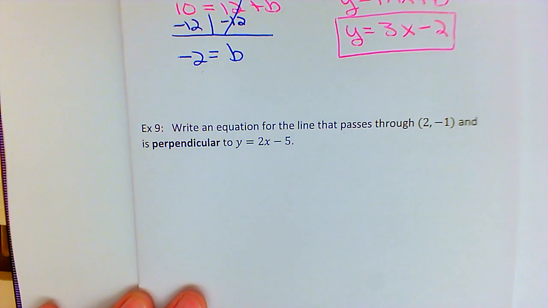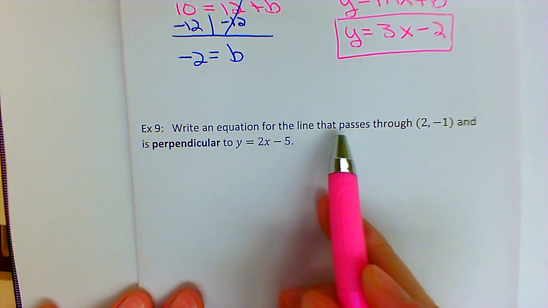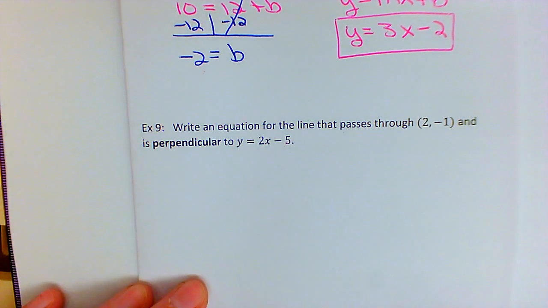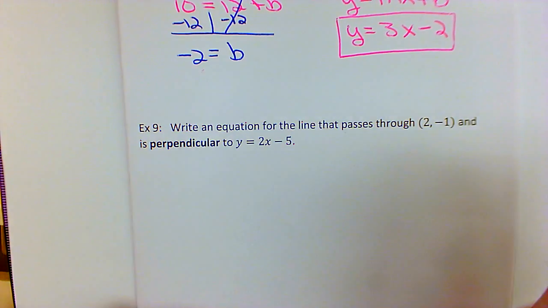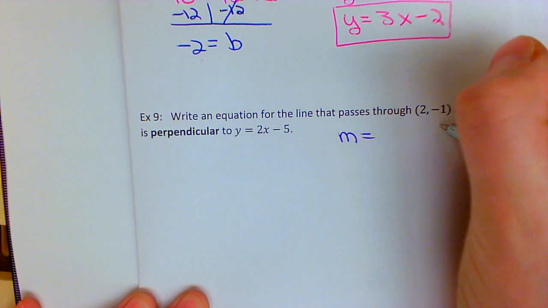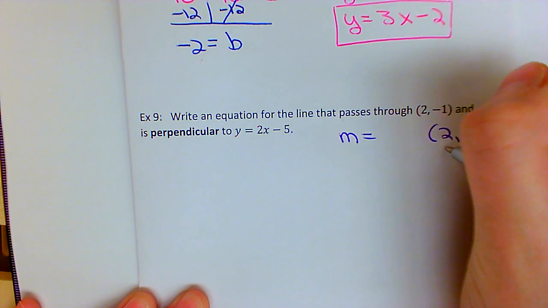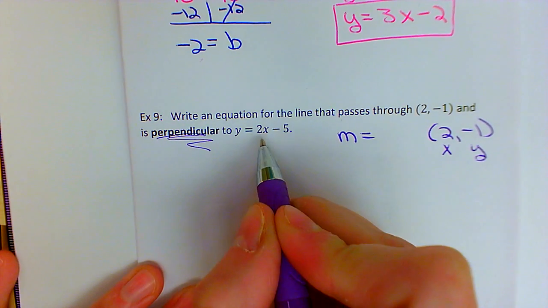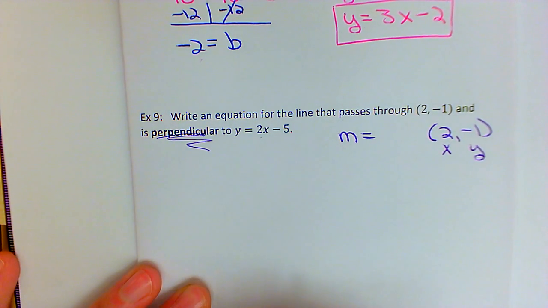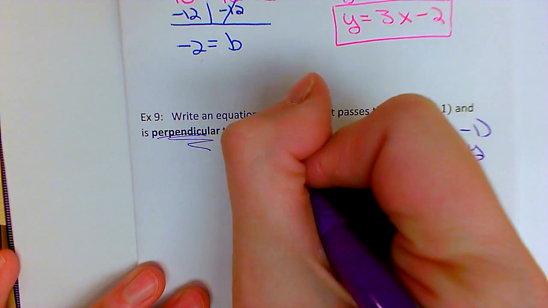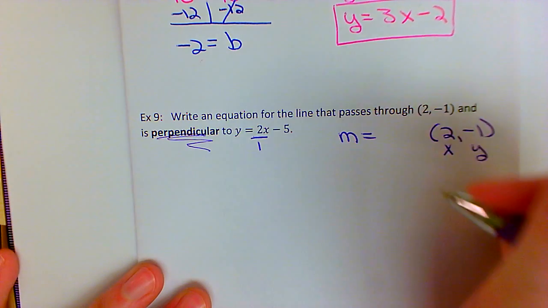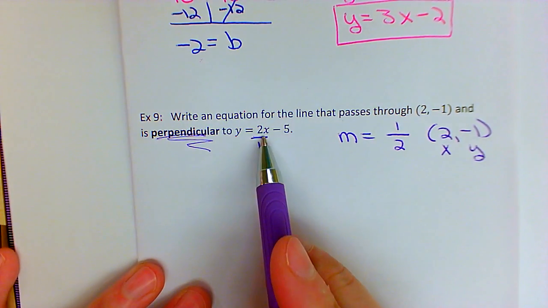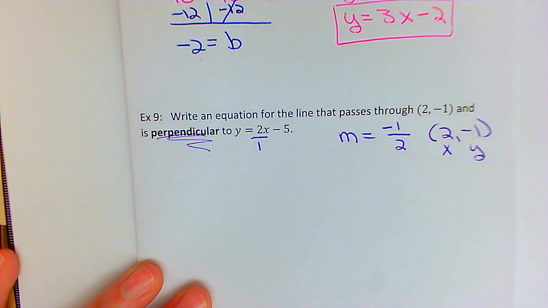The next question is very similar. They said to write an equation for the line that passes through (2, -1) and is perpendicular to y = 2x - 5. So I know I need a slope and I need a point. They gave me the point, so that's the easy part. This time they said perpendicular, so you're not using the same slope. You've got to do the opposite reciprocal. Now I know 2 is the same thing as 2 over 1, so if I flip that around, it's going to be 1/2. And I also need the opposite sign, so now it's going to be negative.